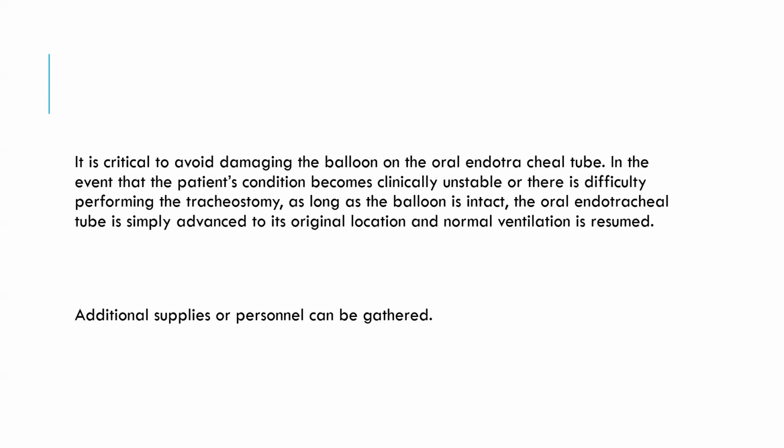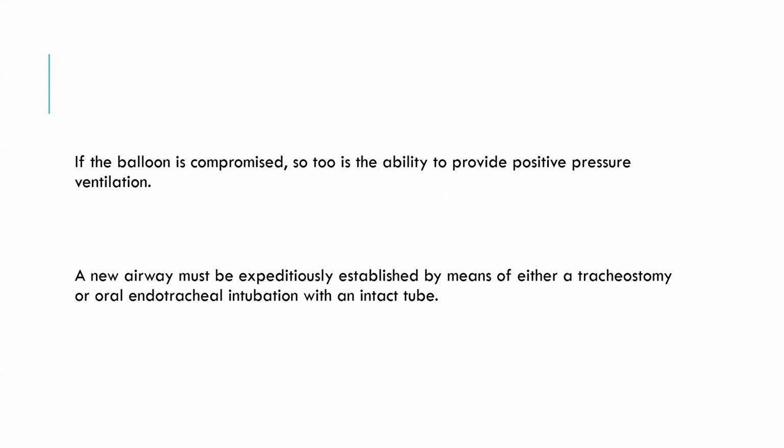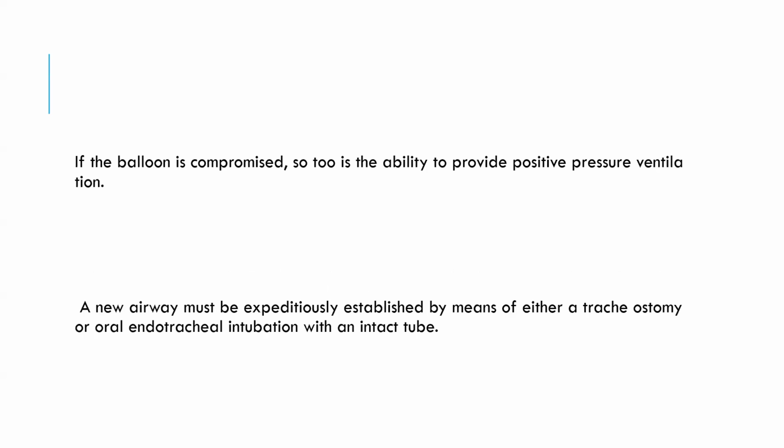In the event that the patient's condition becomes clinically unstable or there is difficulty performing the tracheostomy, as long as the balloon is intact, the oral endotracheal tube is simply advanced to its original location and normal ventilation is resumed. Additional supplies and personnel can be gathered. If the balloon is compromised, so too is the ability to provide positive pressure ventilation. A new airway must be expeditiously established by means of either tracheostomy or oral endotracheal intubation with an intact tube.